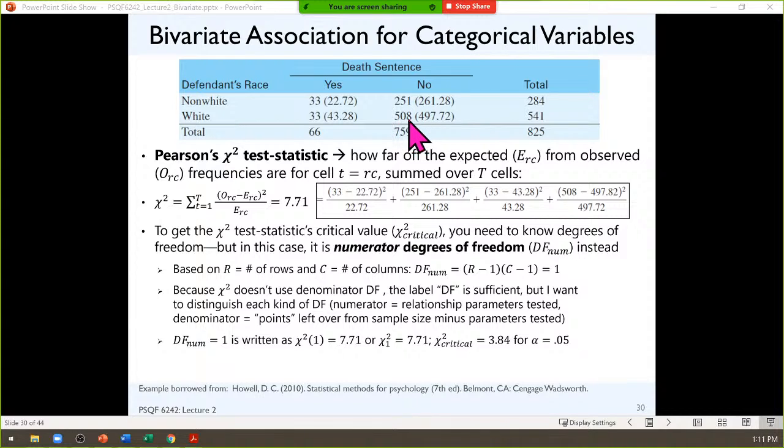So for instance, if I know one of these cells, if I know this 508, well, because I know the total is 759, I know that this other one has to be 251. And if I know this is 251, given that the total is 284, I know this one had to be 33.